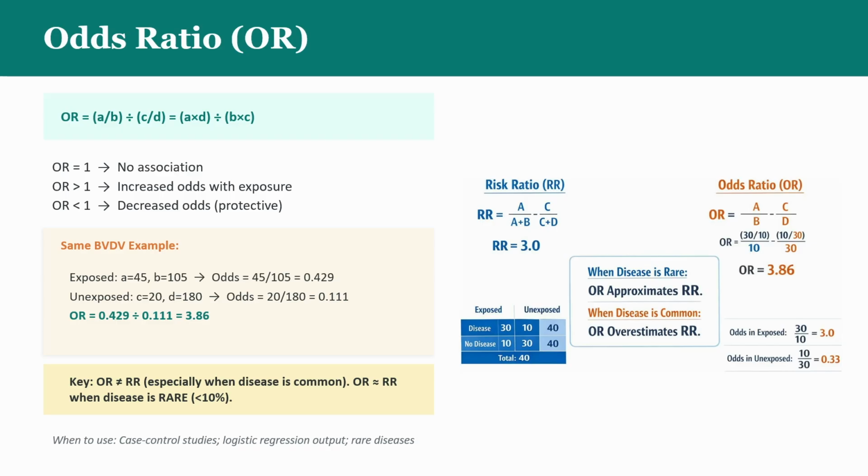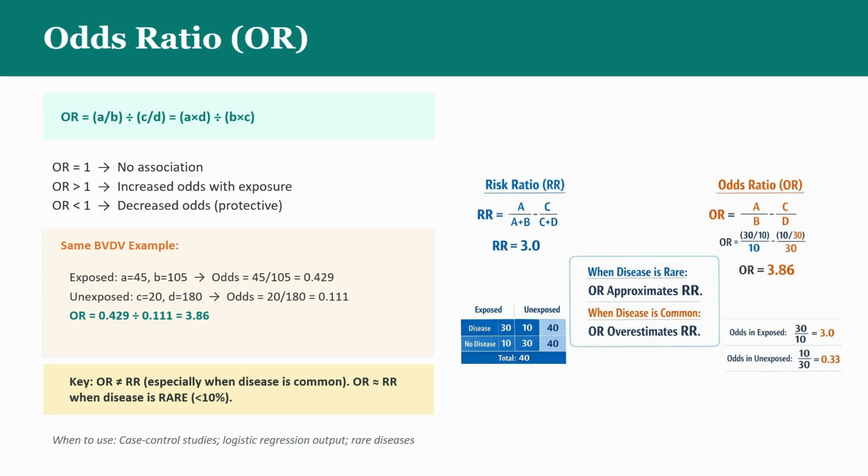The OR exaggerates the association compared to the RR when disease prevalence is high. However, and this is critical, when the disease is rare, the odds of disease and the risk of disease become very similar. When disease prevalence is below about 10%, OR and RR are approximately equal. This is called the rare disease assumption, and it's why the odds ratio is still useful and widely reported, even though it's less intuitive than the RR.